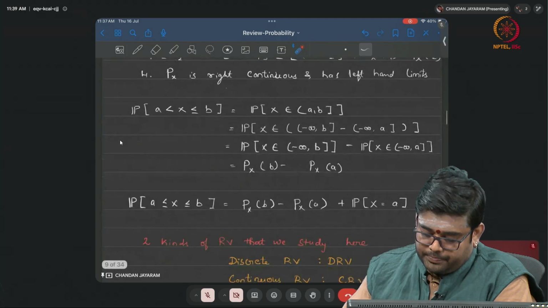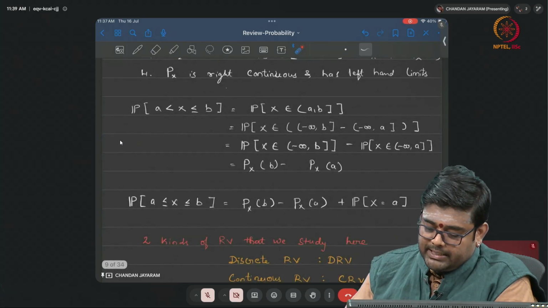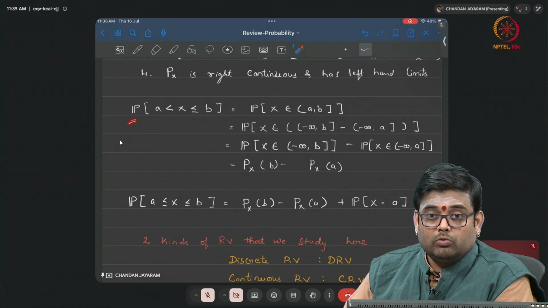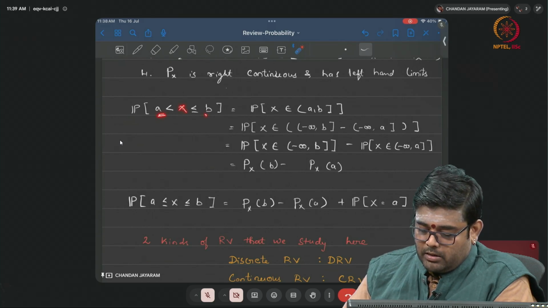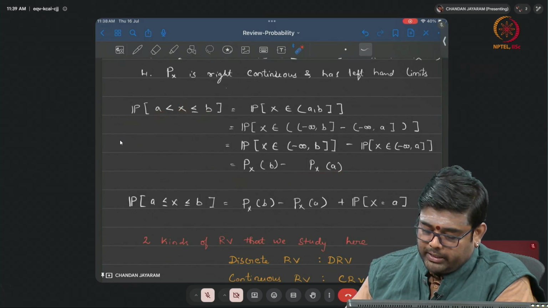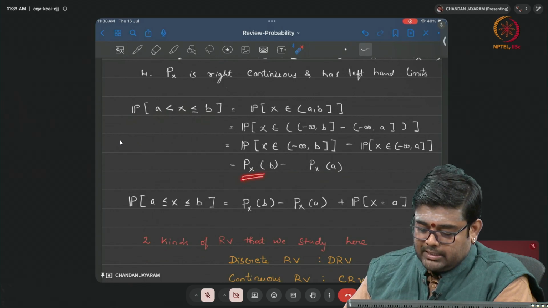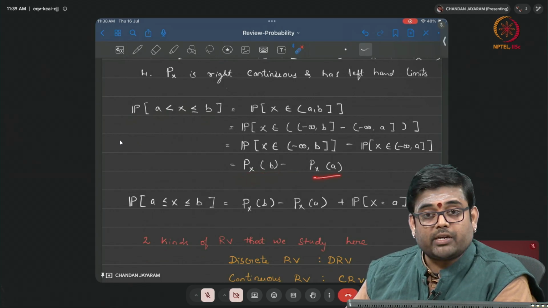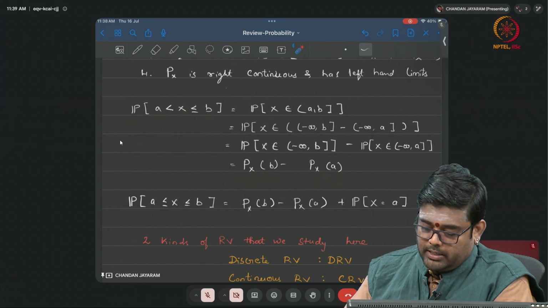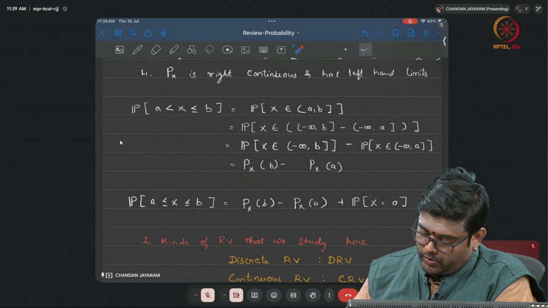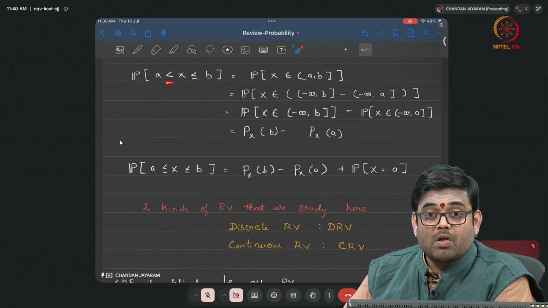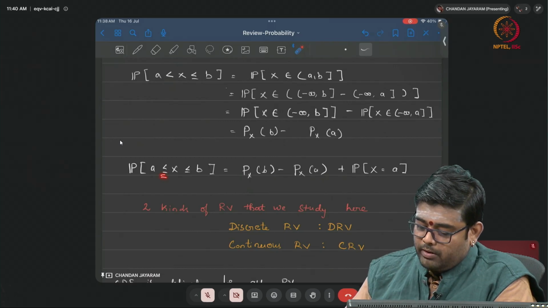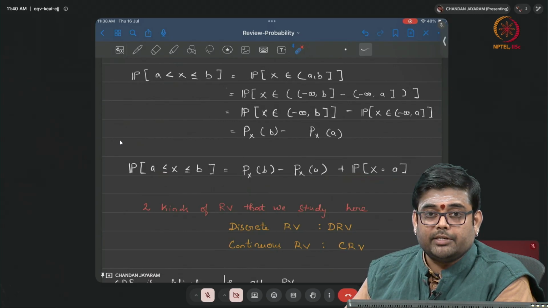Now it can be easily seen that if you want to know the probability of all the x in between a and b, this can be shown to be the CDF at b minus the CDF at a. Here is the derivation for that, you can look into it. And if you are including the equality here, you need to add the probability at x equal to a.